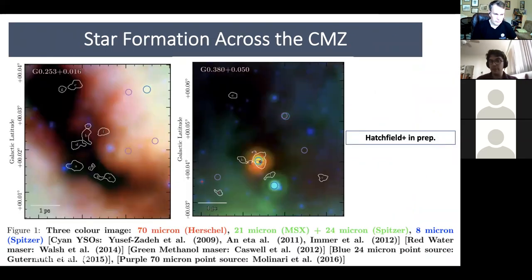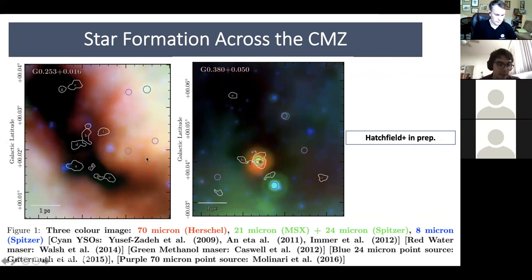So in terms of future work, we're working to characterize which of these compact sources are star forming and which of them are not. I'm currently working on publishing a paper in which we look at legacy surveys of the Galactic Center from Herschel and Spitzer, as well as looking at star formation tracers like masers, trying to figure out which of these sources have signatures of star formation, which of them are quiescent.